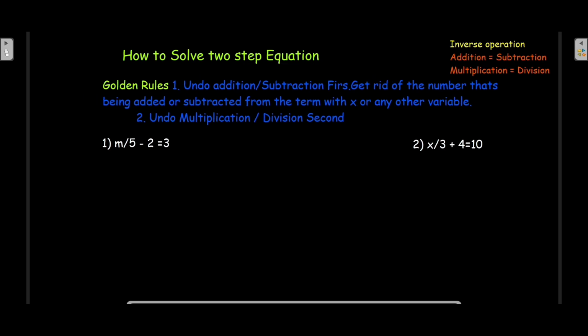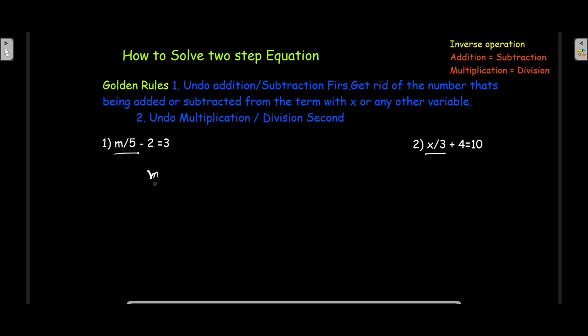Moving forward to our next problem. In this question, it involves division. We can clearly see here that m is divided by 5 and x is divided by 3. These are the division forms of equations. Let's do it. If we see our golden rule, we have to do addition and subtraction first, then we have to do the multiplication and division.